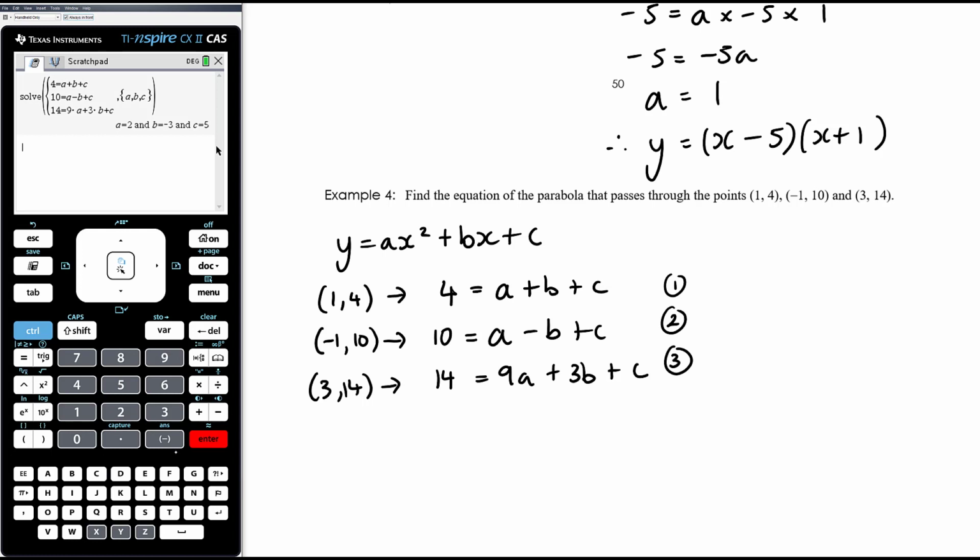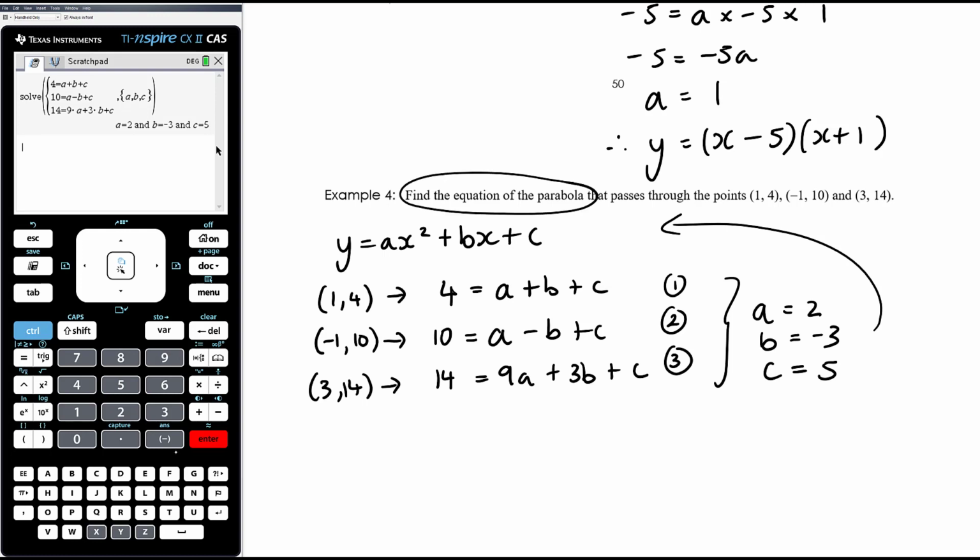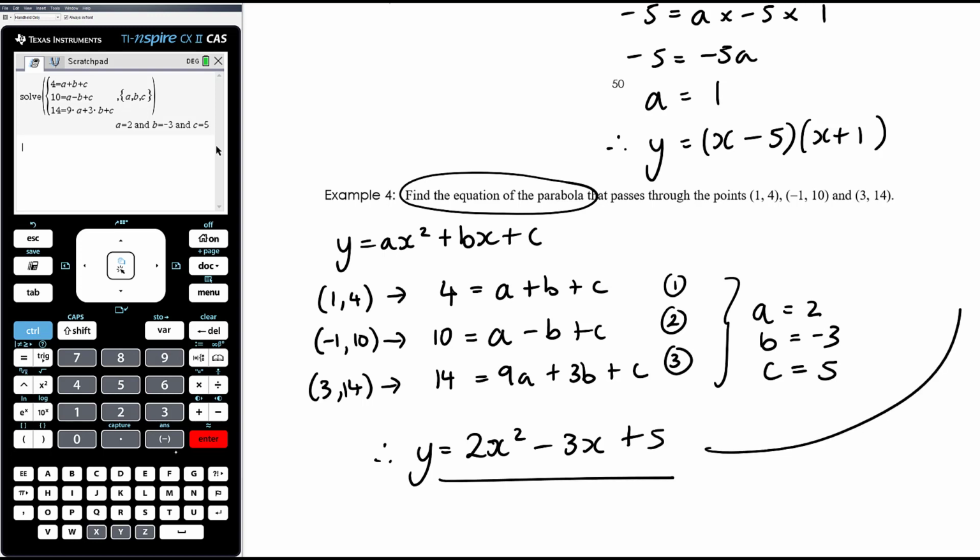Okay, and so we find by solving those simultaneously that a equals 2, b equals -3, and c equals 5. And so therefore, putting that back into the equation to actually answer the question, which is to find the equation, means that our equation is y equals 2x squared minus 3x plus 5. That would be the parabola that goes through those 3 points.